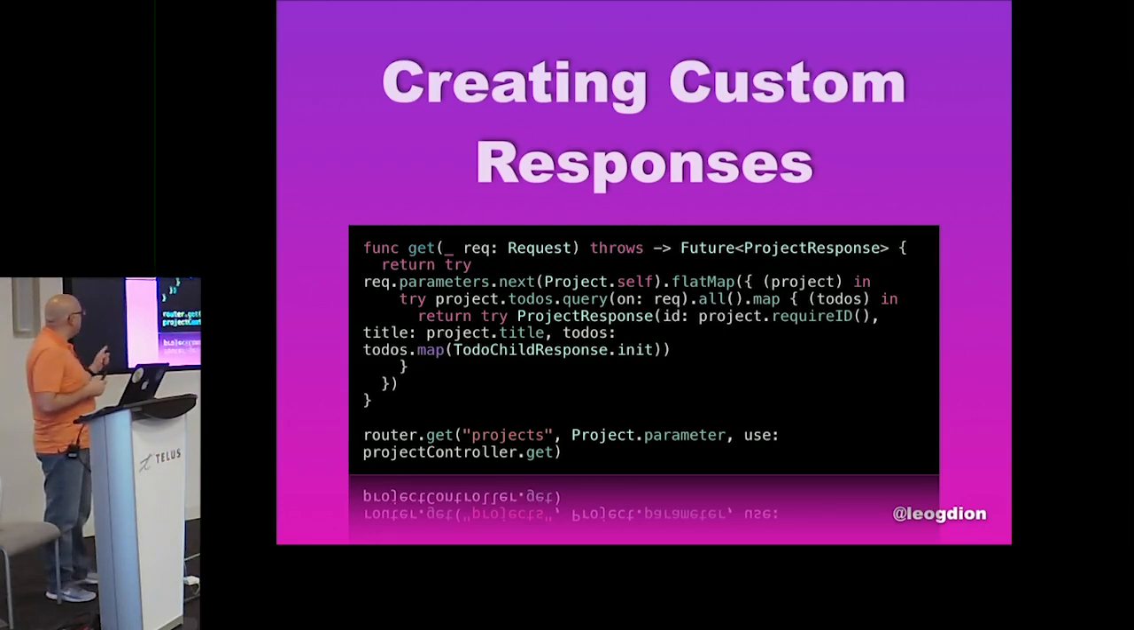We have to use try because we're calling project.requireID. All models have a requireID, which will throw an error if it doesn't have an ID or has not been saved yet. We then grab the title of the project, and then we call the actual array.map to convert each one of our to-do items into a to-do child response.